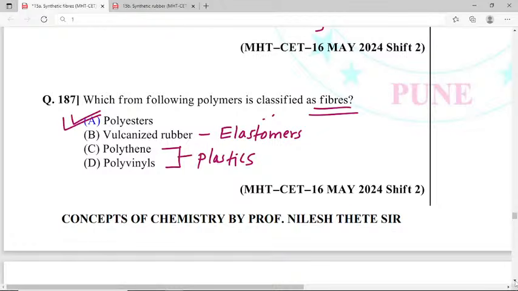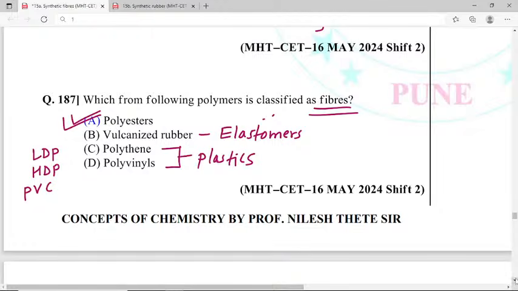This is a very important question. Polyester is a fiber. Vulcanized rubber is an elastomer. Polythene and polyvinyls. Polythene stands for two types: low density polythene and high density polythene. Polyvinyl stands for PVC, polyvinyl chloride. These are all plastics.